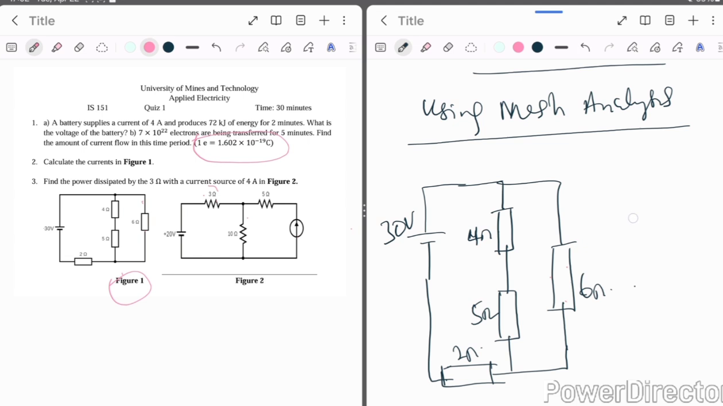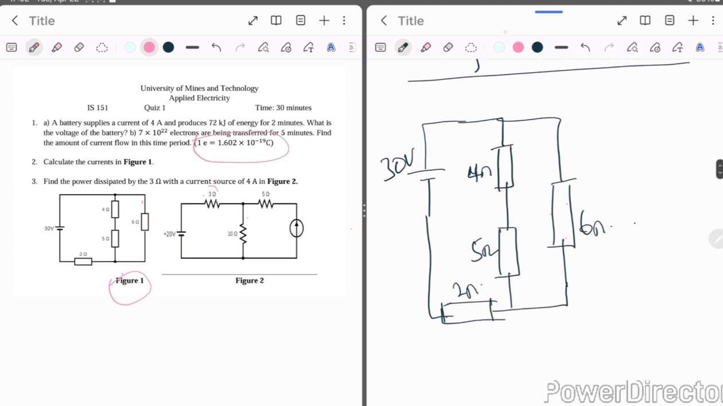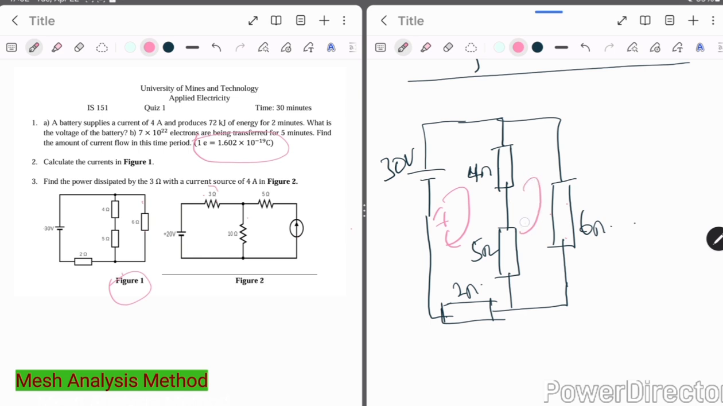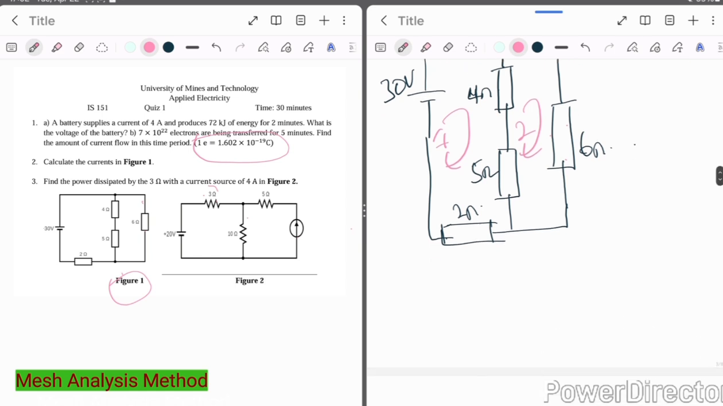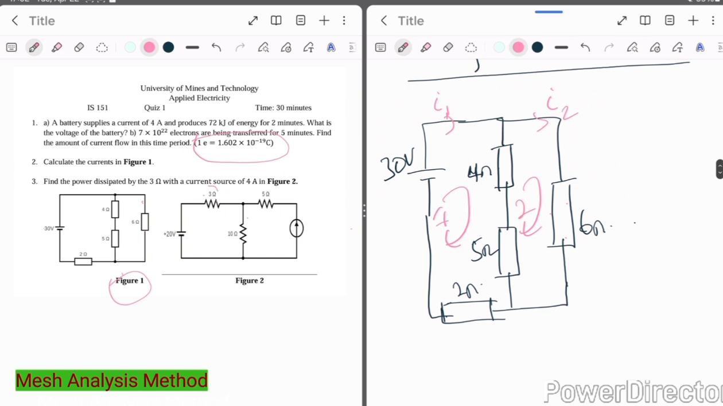With the mesh analysis method, what we tend to do is assign a current to each independent loop. So let's say this is loop 1 and this is loop 2. I have 2 independent loops, 1 and 2. So for each loop we assign a current. I'm going to assign current I1 here, and I have assigned current I2 here. I1 and I2, we refer to them as mesh currents or loop currents.